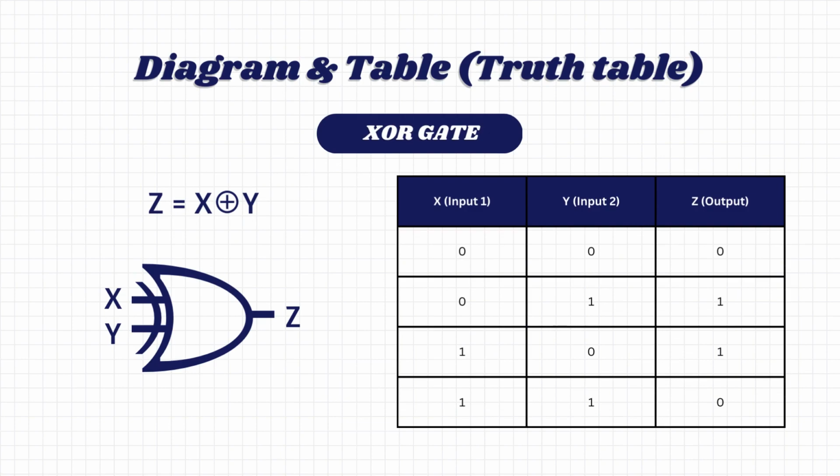Other than the three basic logic gates, there are advanced logic gates such as the exclusive OR. An exclusive OR gate accepts two input signals and creates an output signal that is high, or 1, when the input signals are different, and low, or 0, when they are the same.